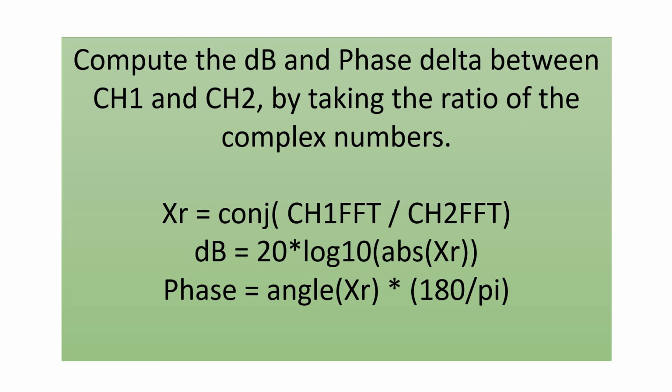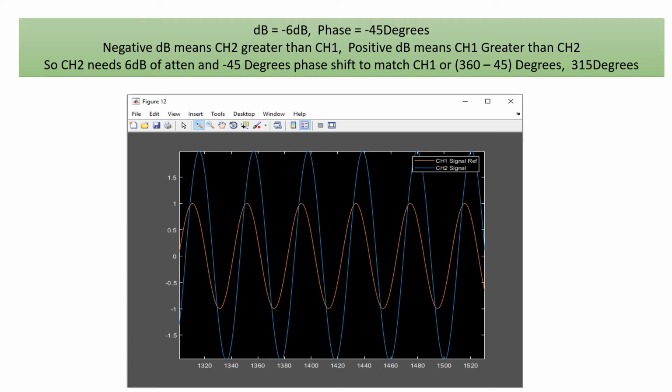So how do we measure the dB and phase? Well, it's the ratio of those two complex numbers, and we're taking the conjugate of that ratio. And to get dB, it's 20 times log 10 of the magnitude, and phase is the angle. And if we want the angle in degrees, we multiply it by 180 over pi. And when we do that math, we see that the difference is 6 dB and the phase is 45.